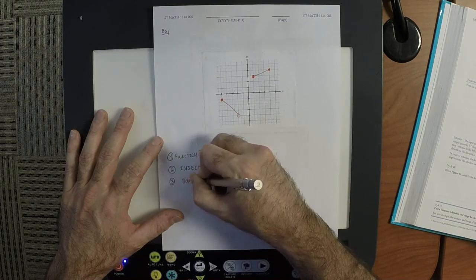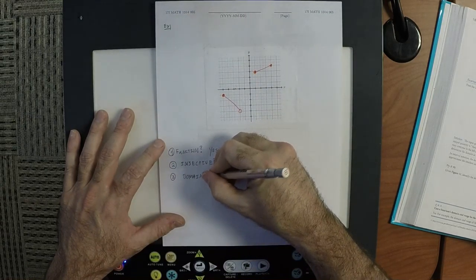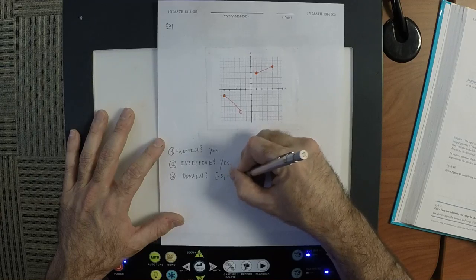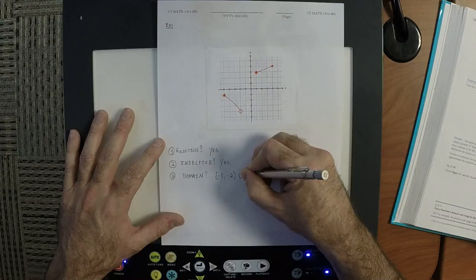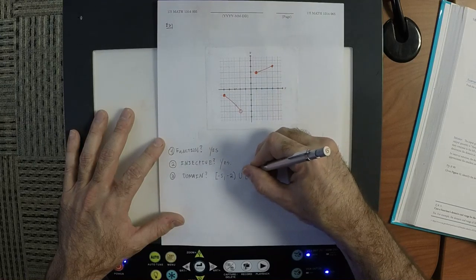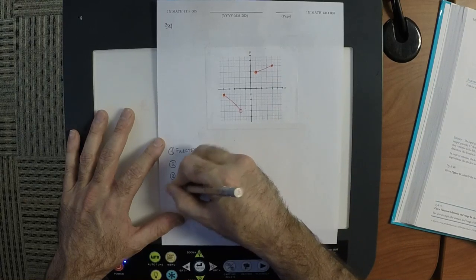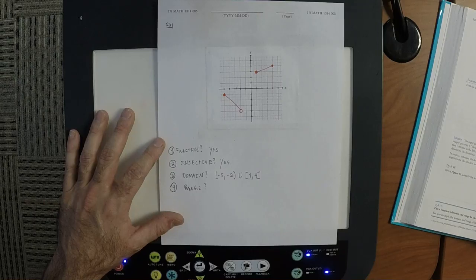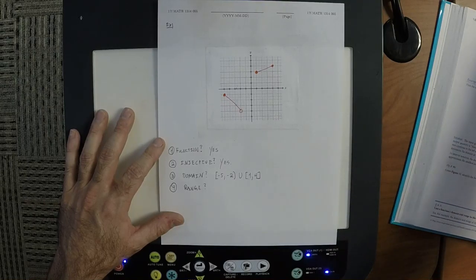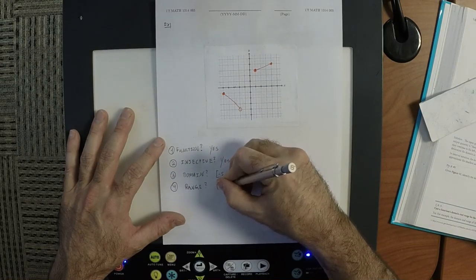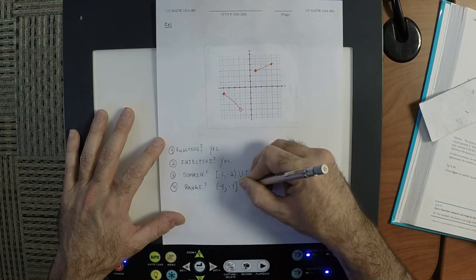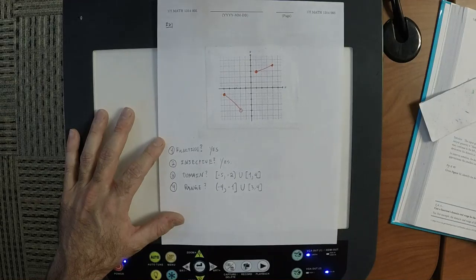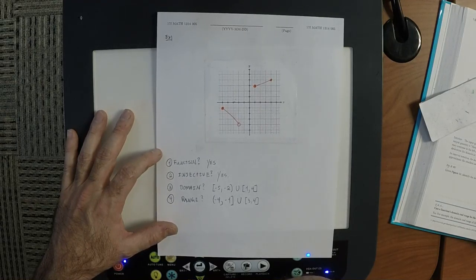What's the domain of this? Okay, very good. And then the range. So what's the lowest? Where does it begin? -4, right, but not including it. And then up to -1, yes, with -1. And then union, 3 to 4? Okay.